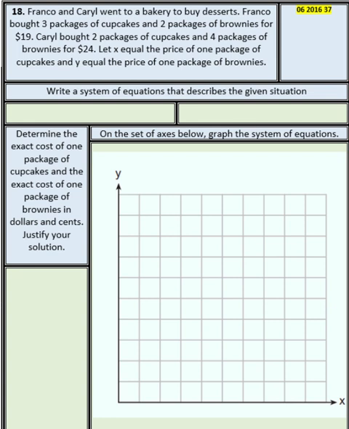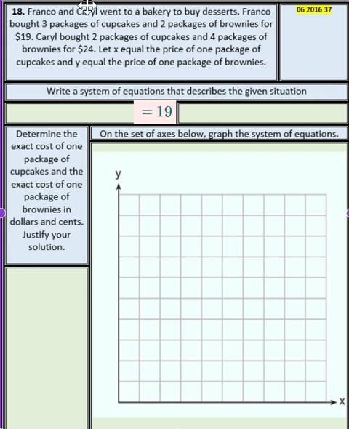So, first, let's start with Franco. Franco spent $19. I always start with the other side because that's a blatantly obvious fact. I know he spent $19. Now I have to do a little work to say what he spent his money on.